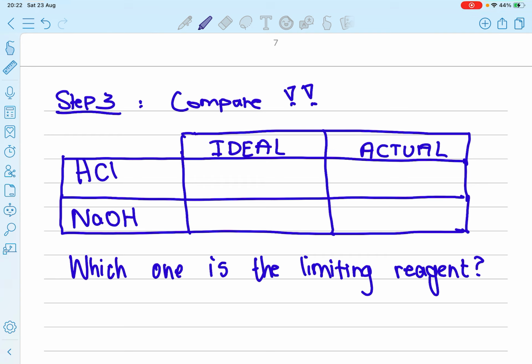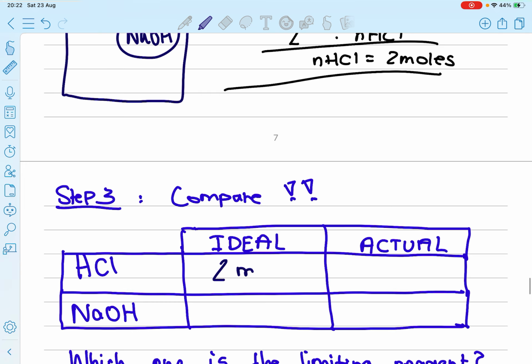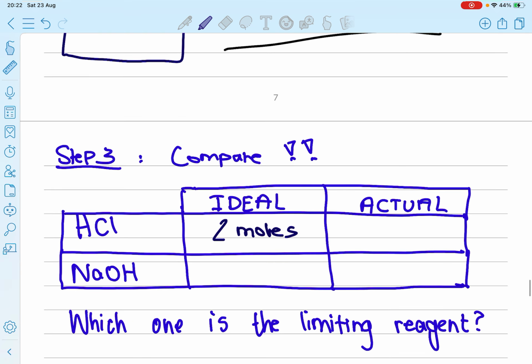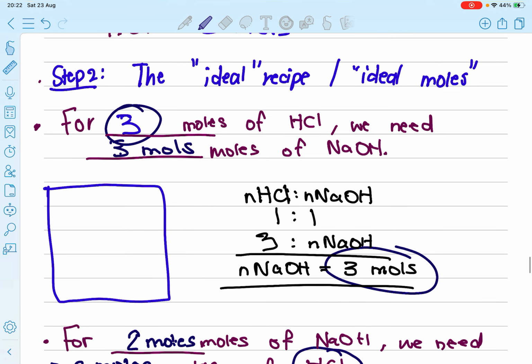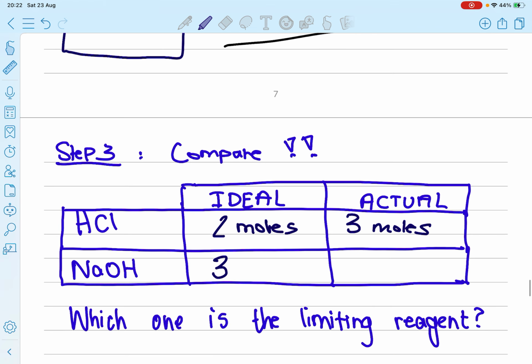Okay, so now let's compare. So the ideal number of moles of hydrochloric acid, remember we calculated that now. We calculated that if we are focusing on sodium hydroxide, the ideal number of moles for hydrochloric acid is 2. We'd ideally like 2 moles of hydrochloric acid. But how many moles of hydrochloric acid do we actually have? 3 moles. Now let's look at sodium hydroxide. We also calculated that. We said if we want our sodium hydroxide to react with our hydrochloric acid, we would ideally like 3 moles of sodium hydroxide. But how many moles do we have? We've got 2. So now you're comparing.